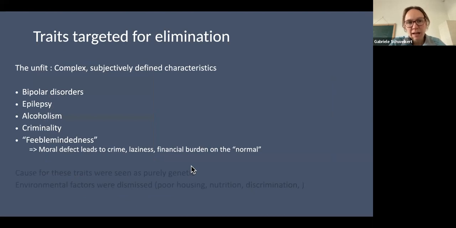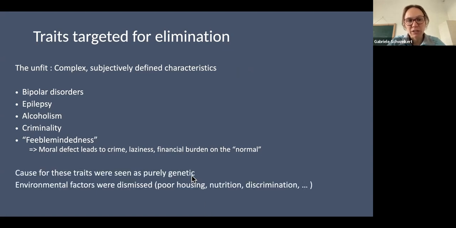So they targeted a couple of traits for elimination. The traits that they targeted were all very complex. They were subjectively defined characteristics, not very well understood at the time. They included bipolar disorders, epilepsy, alcoholism, criminality, and also something like feeble-mindedness, which is in general a moral defect, which they argued would lead to crime, laziness, financial burden on the normal. And the causes of these traits were seen as purely genetic, and they completely dismissed environmental factors, including poor housing, nutrition, discrimination, and so on.